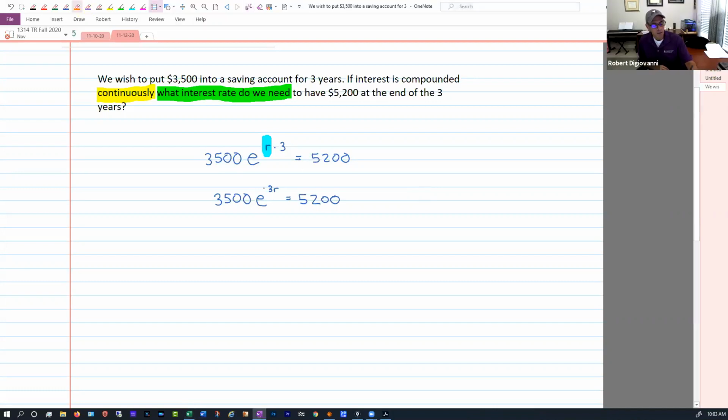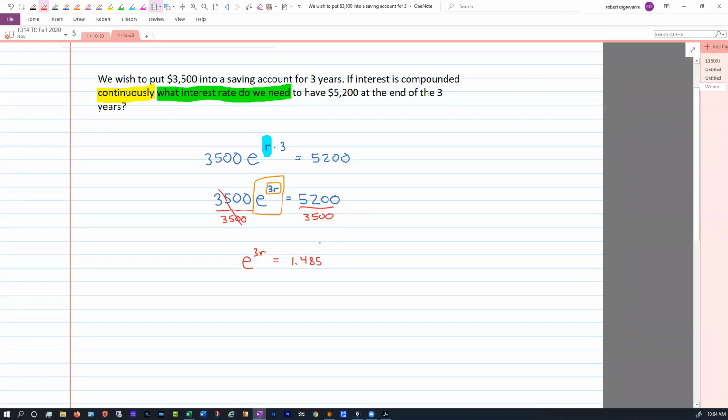So look, we want to get this 3R down. The only way we can get it down is if we can get this E thing by itself. We can't get it by itself until we get rid of the 3,500. So we have to divide both sides by 3,500 first. Okay, that's the first step. Now, if we divide 3,500 on the left, that will leave us with the E to the 3R. And then we get on our calculator and we do 5,200 divided by 3,500. And I get about 1.485, something like that. Yeah.